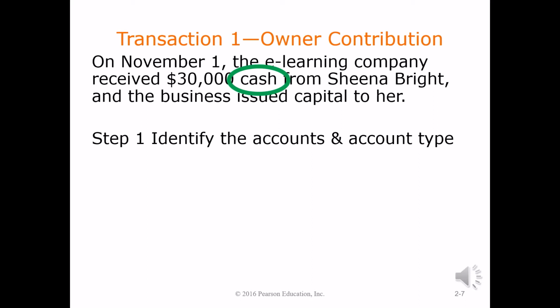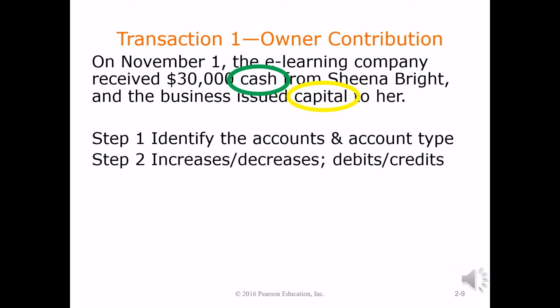Let's look at it again and see what happened. So on November 1, the e-learning company received $30,000 in cash. And what was that cash for? It was from Sheena Bright, and in exchange for that cash, they issued capital to her. Capital is our second account. Here we see that Sheena Bright is given ownership of this business, and right now she has $30,000 worth of ownership in the business.